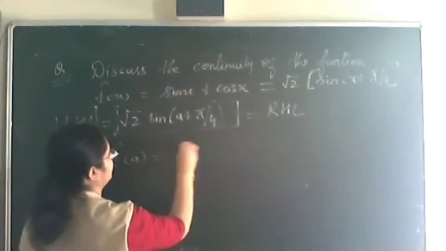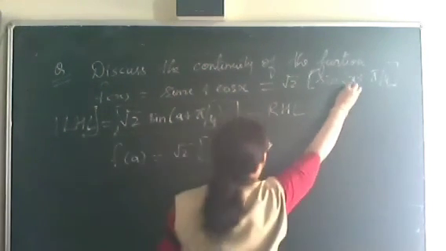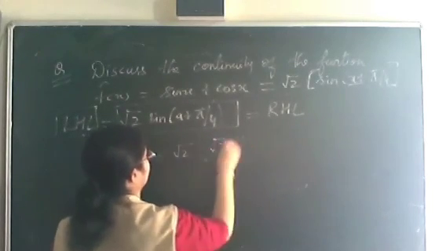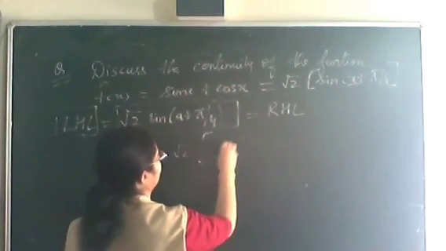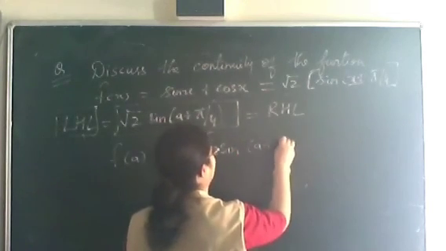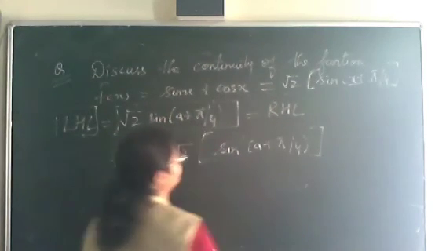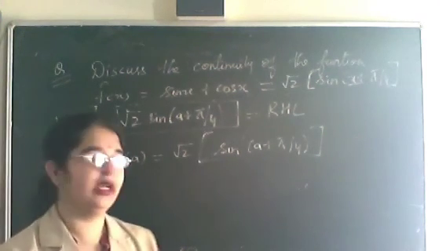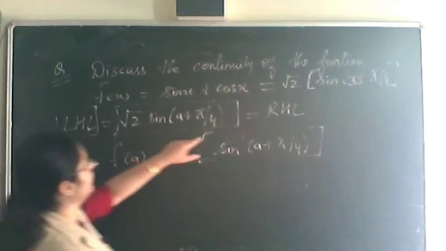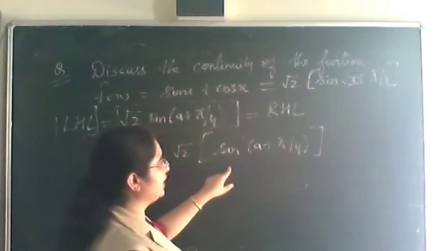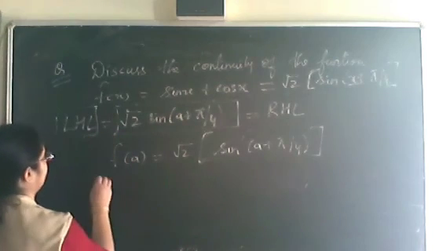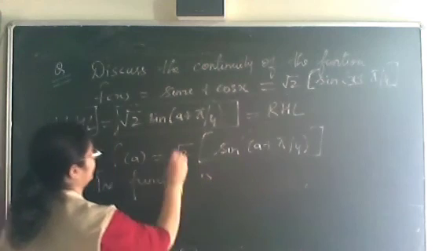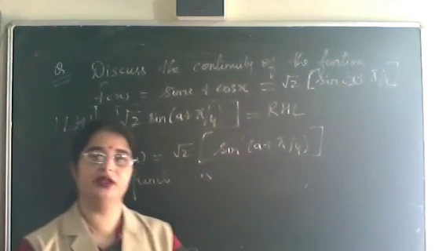What will be f of a? Root 2 times, instead of x we will write a. Here we have root 2 times sine a plus pi by 4. Is that clear to you all? So what we have is LHL, which is equal to RHL, which is equal to the value of the function at that particular point. So we can say that the function is continuous. So we have discussed the continuity of the function. The function is a continuous function.